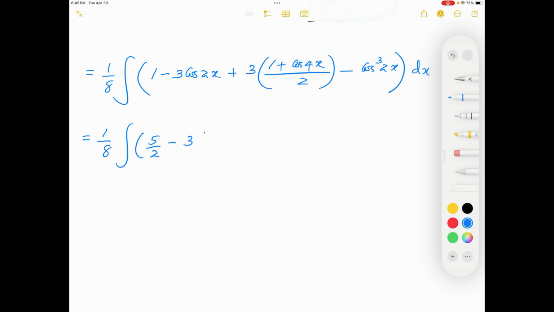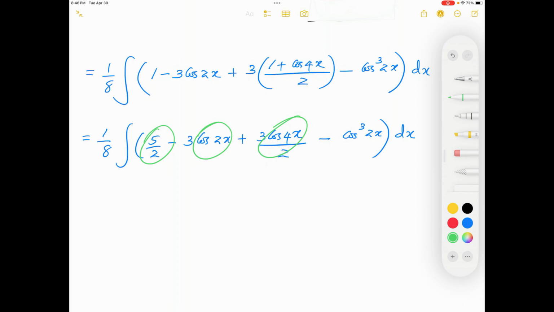And then I have minus 3 cosine 2x, and then I have 3 cosine 4x over 2 and minus cosine cubed 2x dx. Next, we can see that all of these terms can be quite easily integrated. Therefore, I'm going to consider all of these things as one integration and this one as a separate integration. I'm going to label this last one as integration j. Alright, now I will go ahead and integrate this part because we already know that part, and then we can separately integrate our integral j.